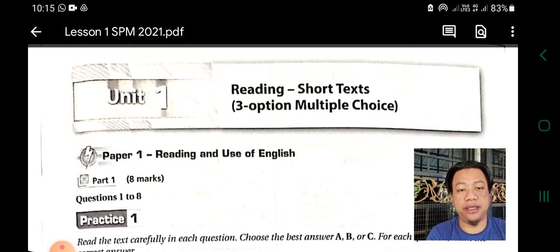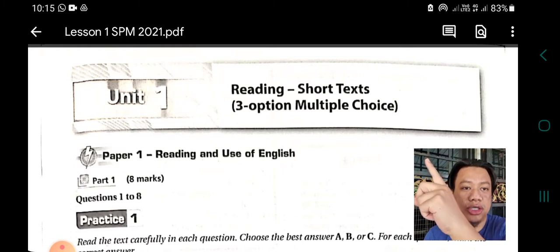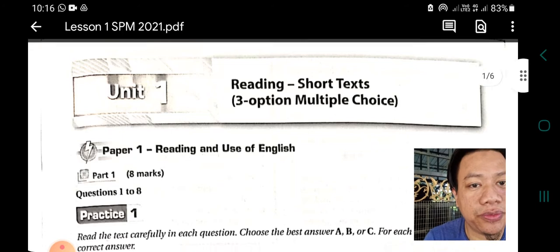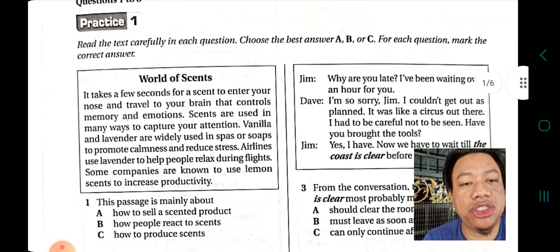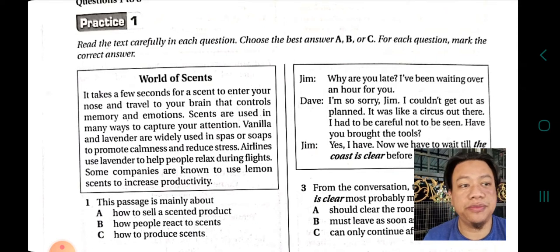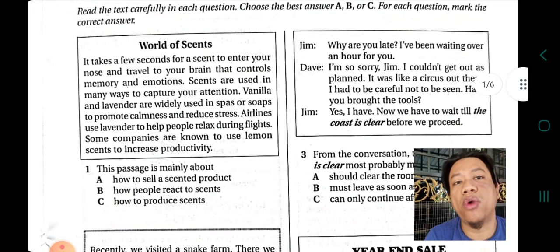So without wasting any time, I'll give you a simple tip on how to answer part 1. By the way, part 1 is an MCQ question, as you can see here on top, multiple choice question. That is what MCQ means. You have 3 options, A, B, and C. We will go with the first question. This is just an example. I give you an example first, then I give you time to try and answer the rest of the questions. Let us look at question 1.